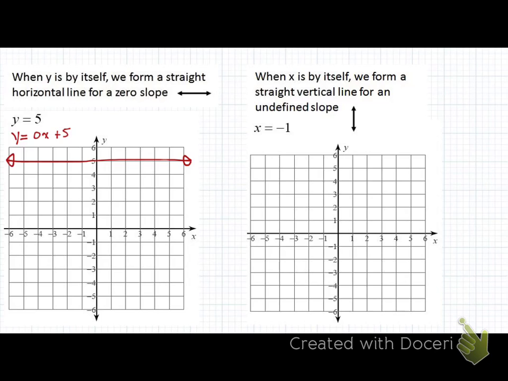No slope. Okay? The other one that's kind of tricky is the second one. When x is by itself, we form a straight vertical line for an undefined slope. So, a vertical line is undefined. So, x equals -1 is a vertical undefined slope. It looks like that. Does that make sense, everyone? These are two special cases that you need to know. I'm going to move on here for the sake of time because it's minimum day.